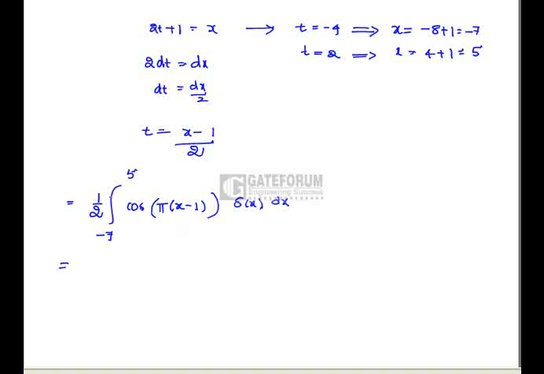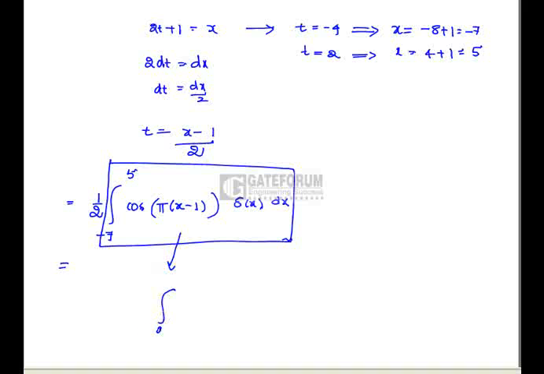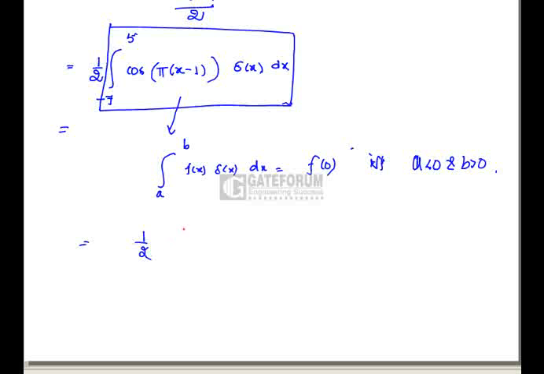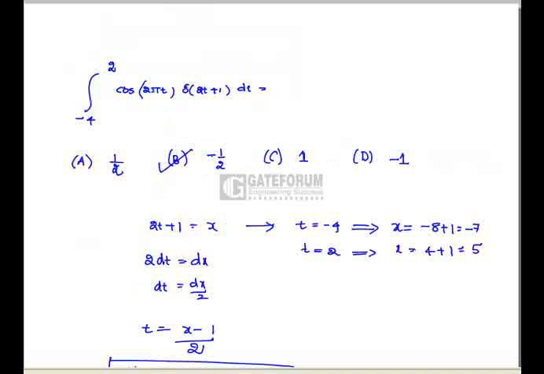Here this total summation, from the property, if it is the integral from a to b of f of x delta of x dx, it equals f of 0 if a is less than 0 and b is greater than 0. So if we use this delta function property, we will get 1 by 2 cos of pi, which equals minus 1 by 2, and answer B is correct.